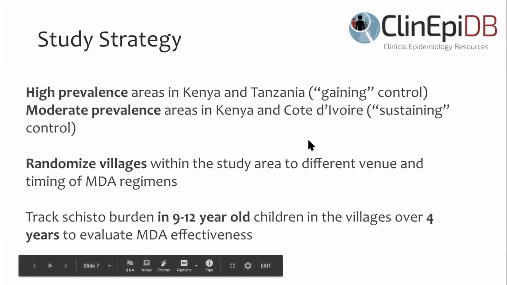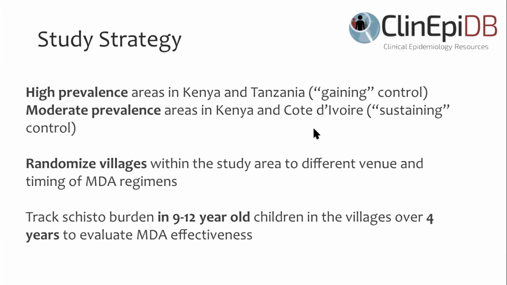The SCORE program did this study in high prevalence areas in Kenya and Tanzania, where the goal was to gain control of schistosomiasis, which was very high. And they also did similar studies in moderate prevalence areas in Kenya and Cote d'Ivoire for sustaining control of the disease and making sure that it does not get worse. The idea was to randomize villages within the study area to different venues and timings of MDA regimens, and then to compare them.